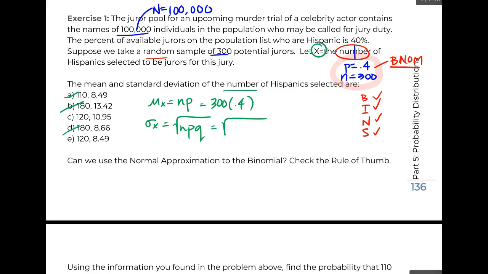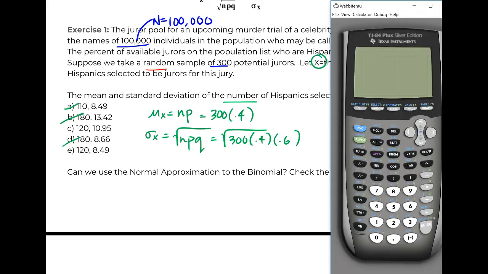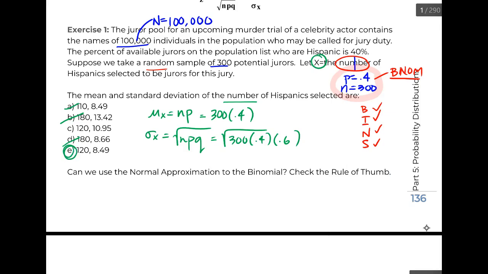And then we have the square root of 300 times 0.4 times 0.6, which I actually have to do in a calculator, which is unfortunate because I don't like having to work on this little calculator. So square root 300 times 0.4 times 0.6. 8.49, yes. So there's our answer choice, E.